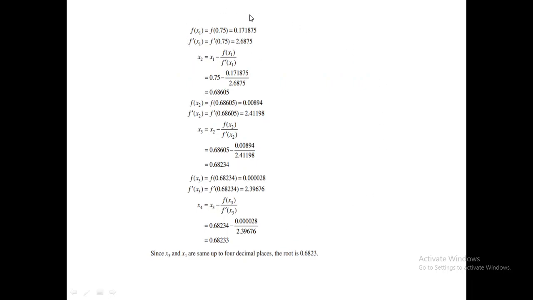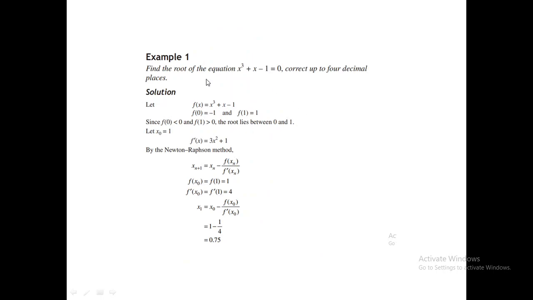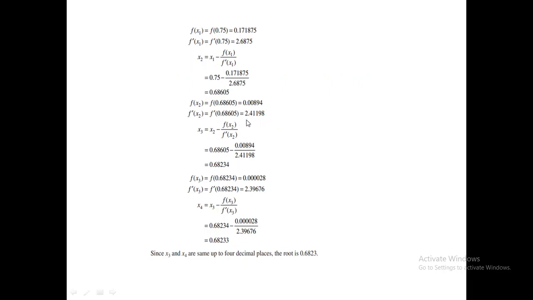Then in a similar way you have to calculate the x2 value in the second iteration. f of x1: put the value of x1, 0.75, in that equation, you will get 0.171875. Similarly, calculate f dash of x1, you will get 2.6875. Put all these values in the equation, then you will get x2 is equal to 0.68605. Similarly, you have to repeat the steps, remembering the equations f of x and f dash of x.